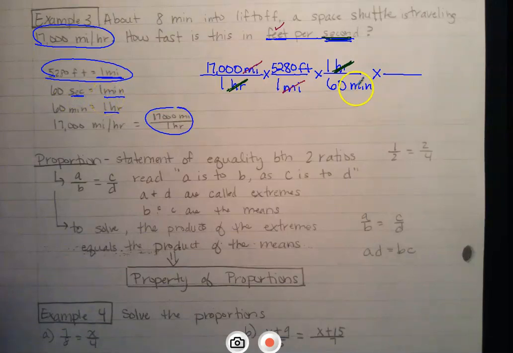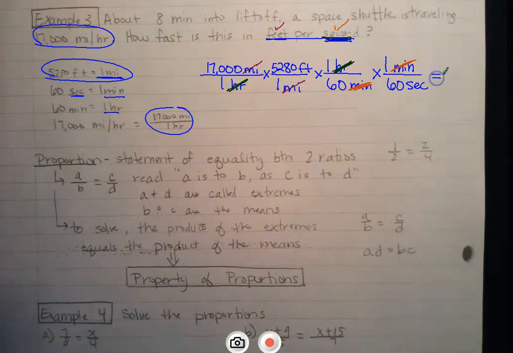So I have minutes here in my denominator. So I'm going to take this 1 minute and put it in my numerator. So 1 minute is equal to 60 seconds, so I'm going to put 60 seconds in my denominator. Okay, now that that's done, my minutes cancel, and I'm left with feet here, and seconds is the unit, which is what I want, feet per second.